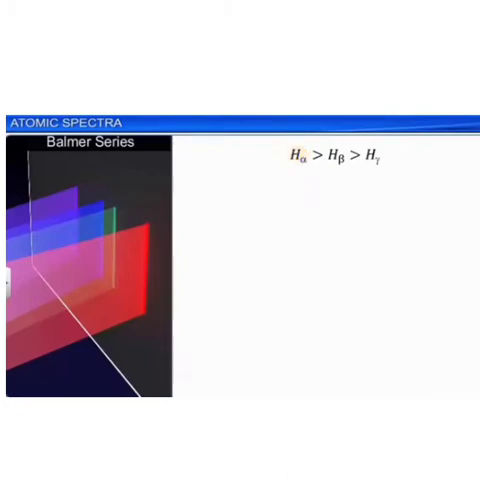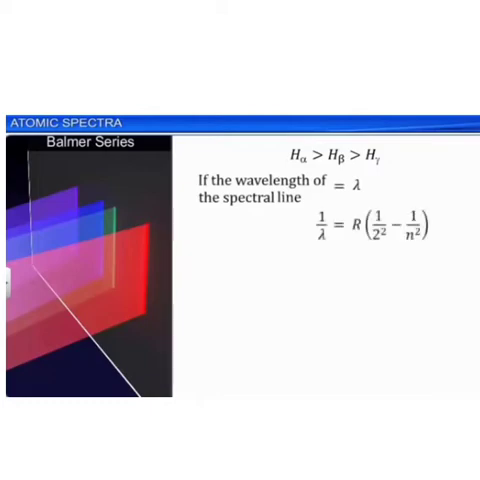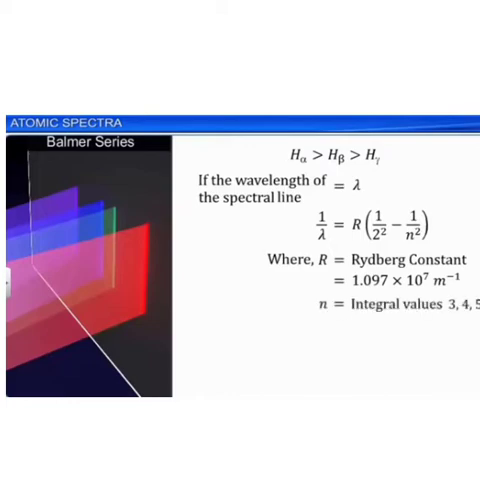If the wavelength of the spectral line emitted is lambda, then 1/lambda = R (1/2² − 1/n²), where R stands for Rydberg constant, which is equal to 1.097 × 10^7 per meter, and n takes integral values 3, 4, 5, and so on up to infinity. This equation is called the Balmer formula. Let this be equation 1.